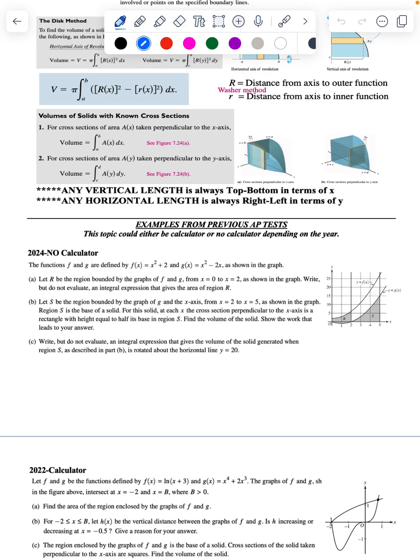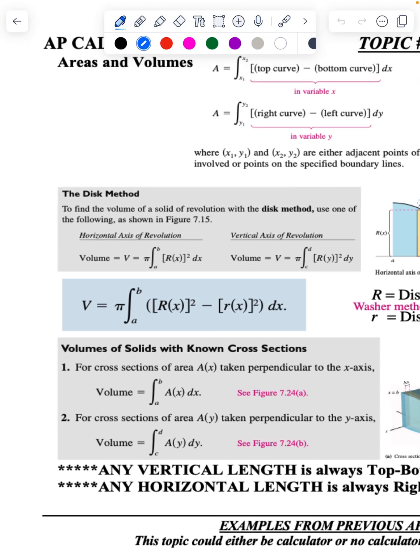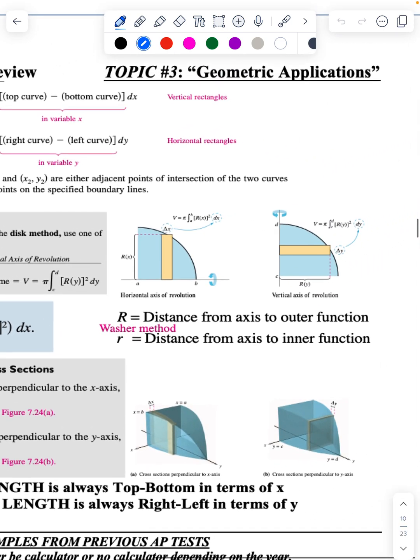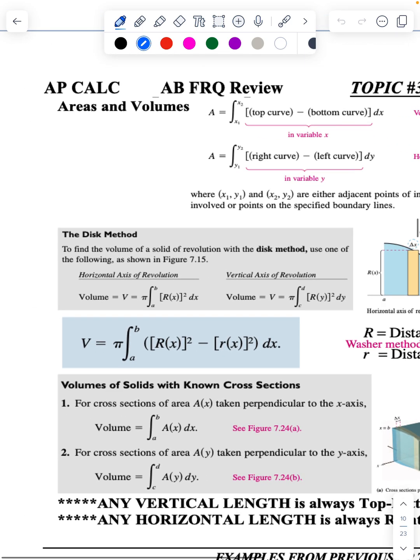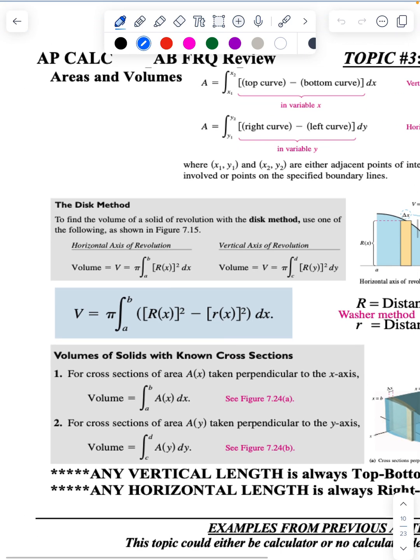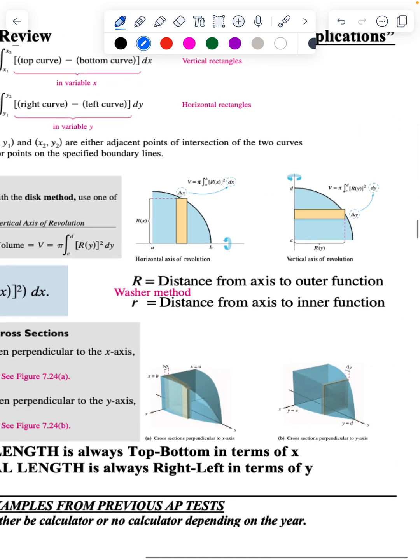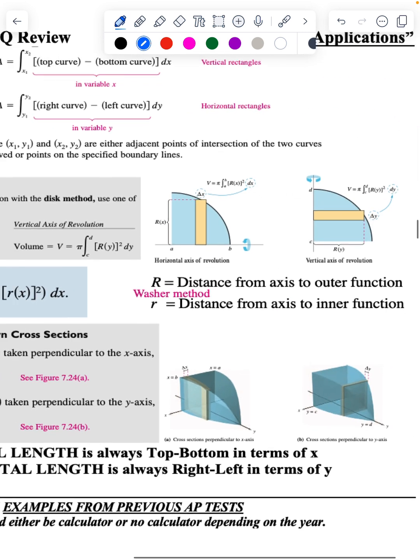Hello. So this is topic 3, and in topic 3 we did the area between two curves and volume. And we did volume using the disk method, washer, and cross sections. The disk method and washer method are kind of the same. It's just that with the disk method, there's no space.